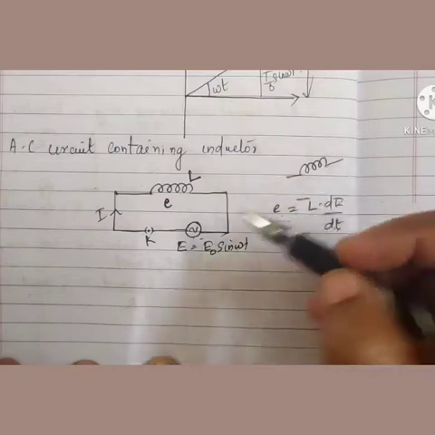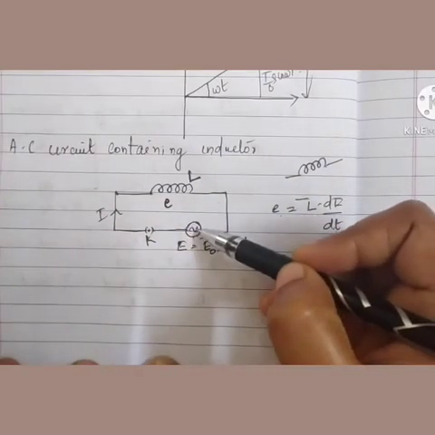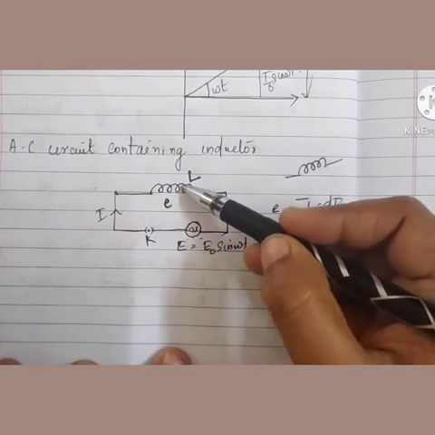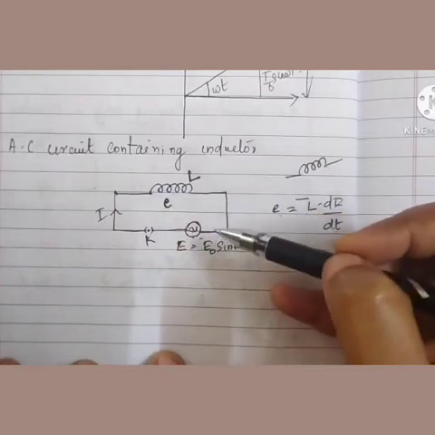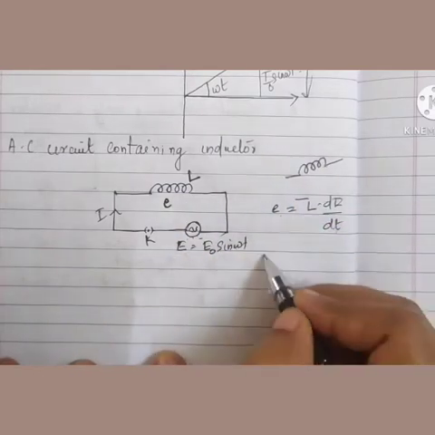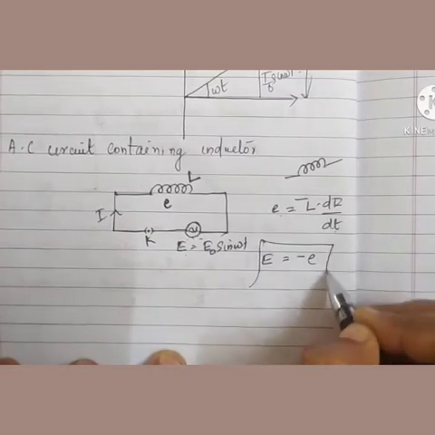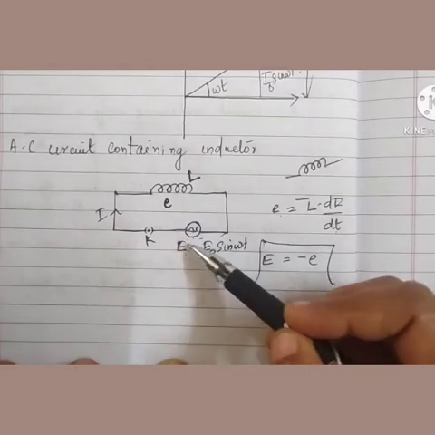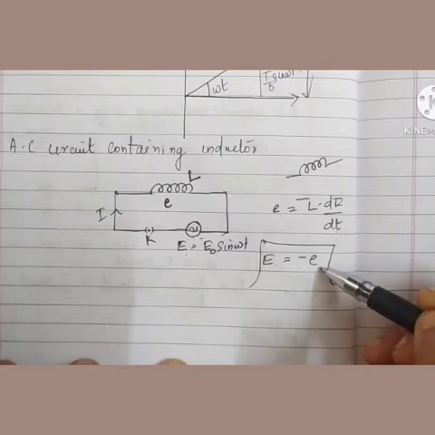Now to maintain the flow of current in the circuit, this applied voltage must be equal and opposite to the induced EMF. Then only the current flow will be maintained. That is, this E must be equal to minus e. This is the condition. The applied EMF and the induced EMF must be equal and opposite. E is equal to minus e.